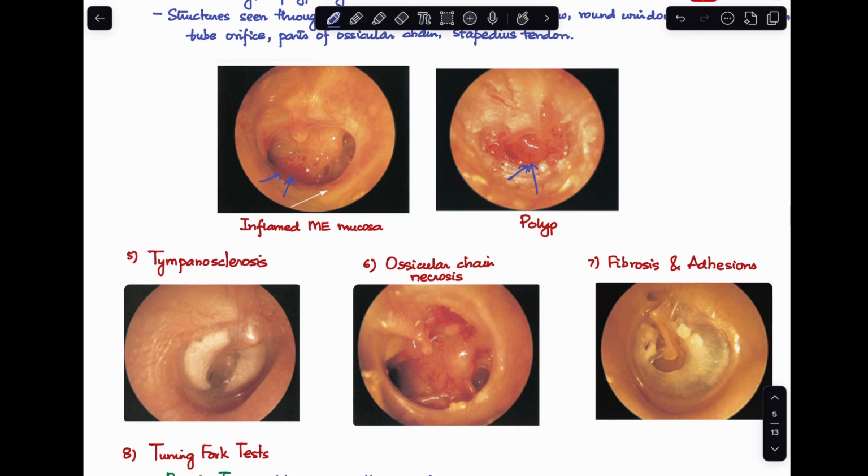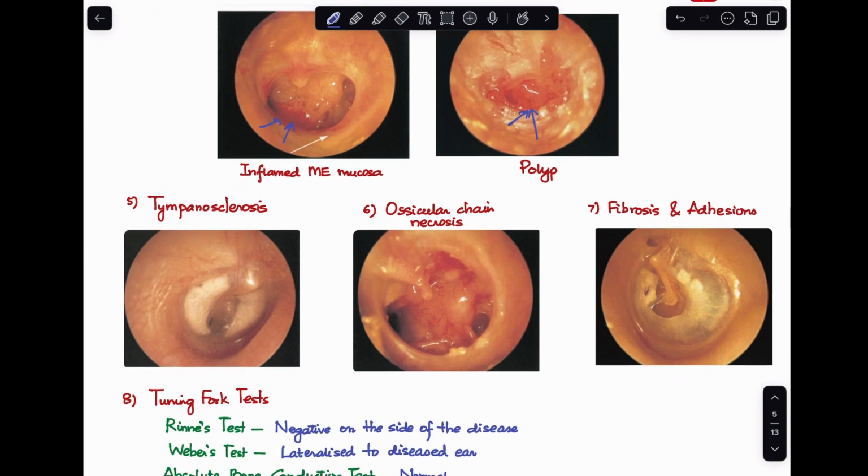Other than this, the other features you will be seeing on examination would include tympanosclerosis, which are white chalky deposits, and ossicular chain necrosis, the most common being the long process of incus, or rather the lenticular process of the long process of incus. And lastly, you can also see fibrosis, adhesions and scarring in the tympanic membrane.